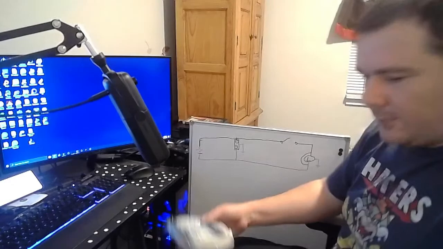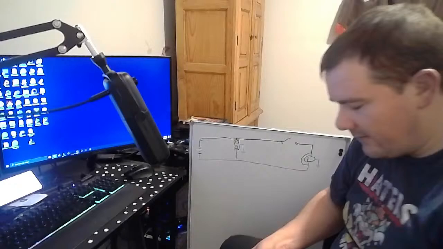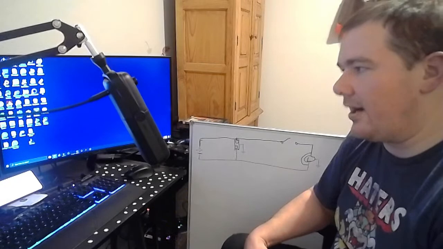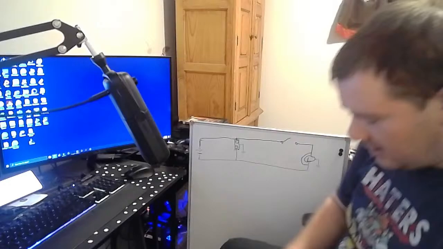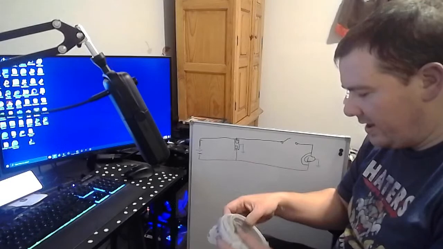So, I went to Home Depot. I was looking for a scrap piece of wire because I didn't want to have to buy a whole roll. Thankfully, they had these short rolls right here for sale, and I picked one of these up for this demonstration.